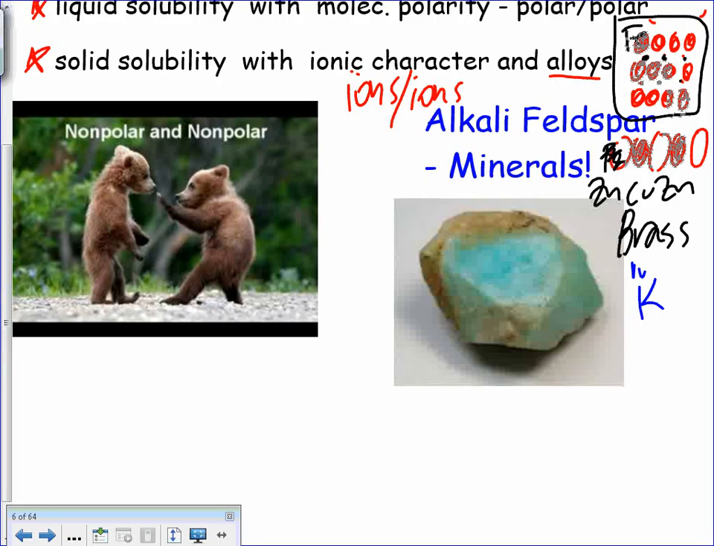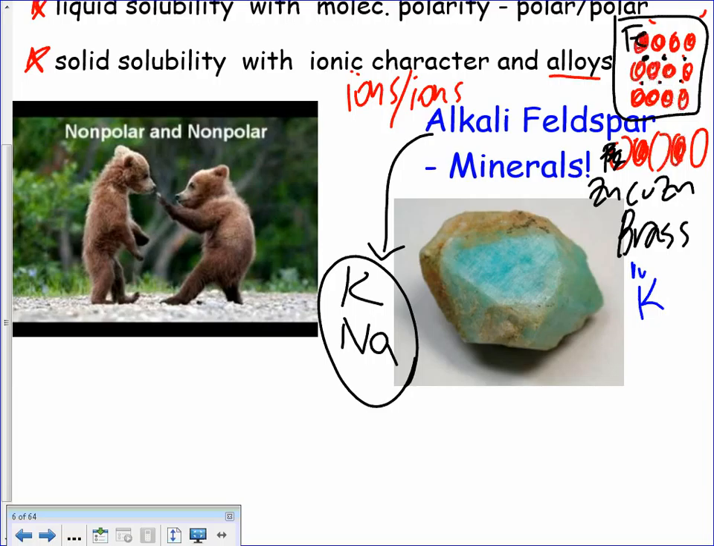This is an example the AP chemistry curriculum requires me to tell you about. Alkali, give me some examples of alkalis. Potassium, sodium. An alkali feldspar is a rock with alkali metals in it, potassium and sodium, and these are going to be more mineral composition. This is actually how every gemstone is made. It's just a mixture of different solids. Except for diamond. Diamond's the same thing.